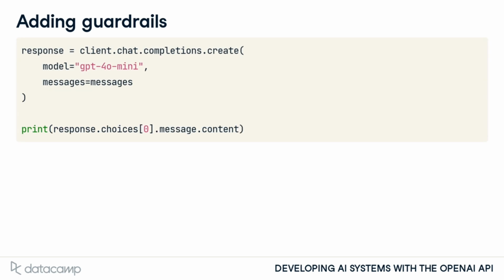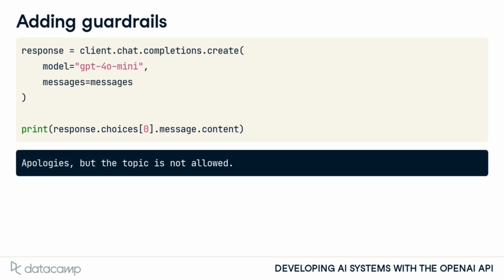Let's go back to the code example, where the messages on the previous slides are now passed to the chat completions endpoint. As we want to only allow topics related to the game of chess, when we pass the instructions for Exploding Kittens, the model returns a response saying the topic is not allowed.